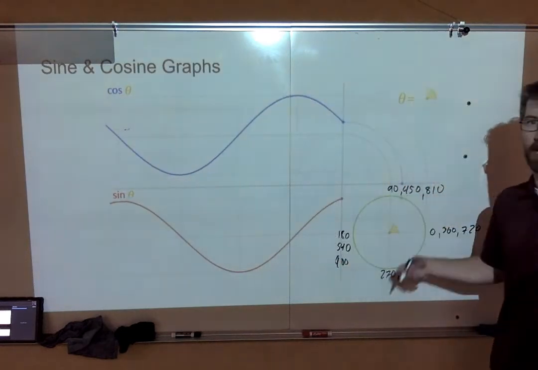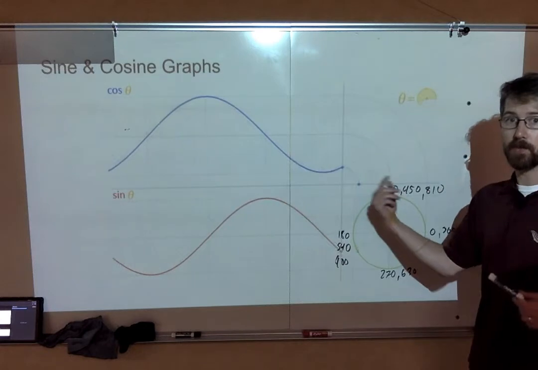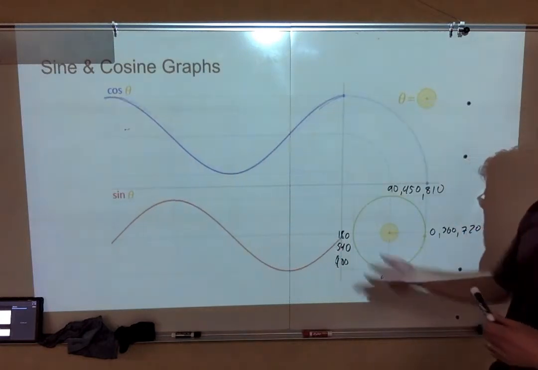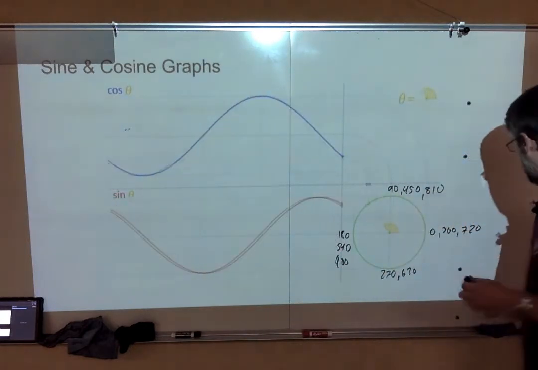And it would just keep going on and on forever, and in both directions, too. We could wind it the other direction and start getting negative angles as well from it.